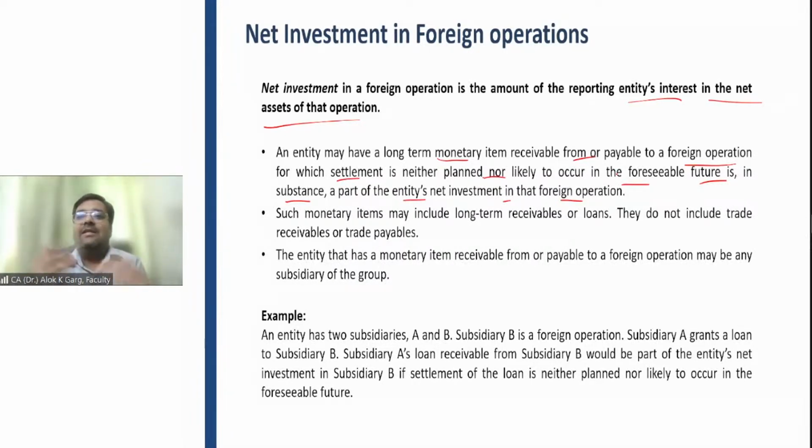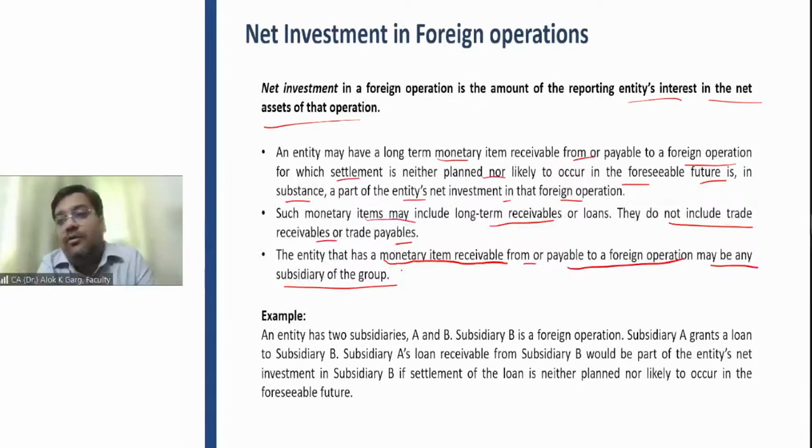This is a normal transaction happening between a parent and a subsidiary, right? Such monetary items may include long-term receivables or loans. They do not include trade receivable or trade payable. Trade receivable and trade payable is not a net investment in the foreign operation, but long-term loans given, long-term loans taken, this could be the net investment in foreign operation where the intention of the repayment and the maturity period is not there. The entity that has a monetary item receivable from or payable to a foreign operation may be any subsidiary of the group, right?